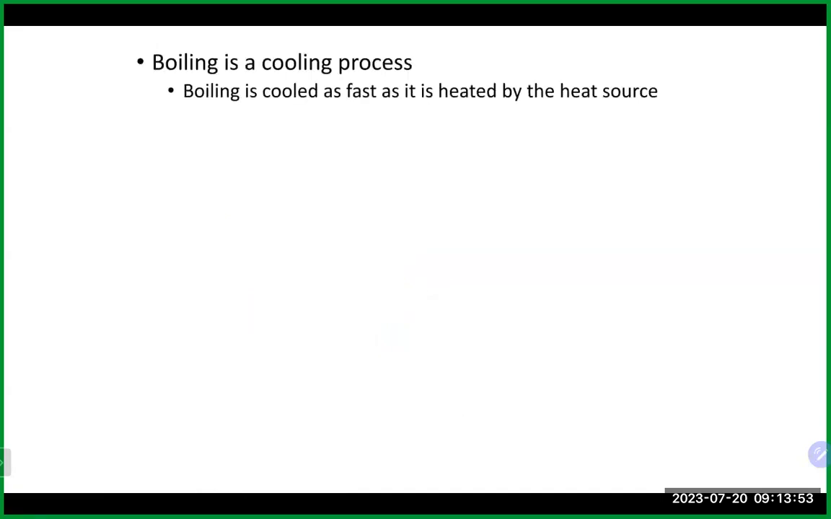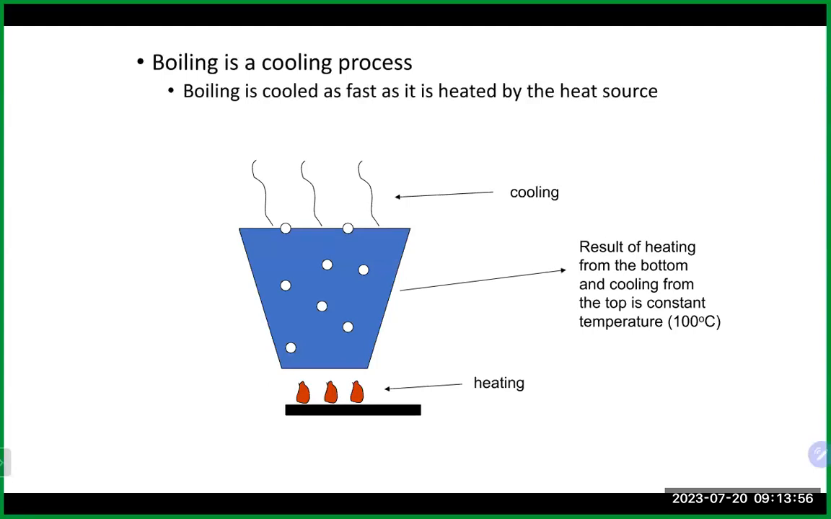Now, boiling is actually a cooling process, which seems weird for a lot of people because there's usually heat and fire involved, but in a sense it is a cooling process, because it is cooled from the top just as fast as you heat it from the bottom. That is why when you look at your thermometer in the laboratory, it doesn't go much past 100. You would think that if I keep heating it, it's going to go past 100, and it doesn't, or it shouldn't in most cases. That is because it is being cooled from the top just as quick as it is being heated from the bottom. So at some point, it will maintain its boiling point.